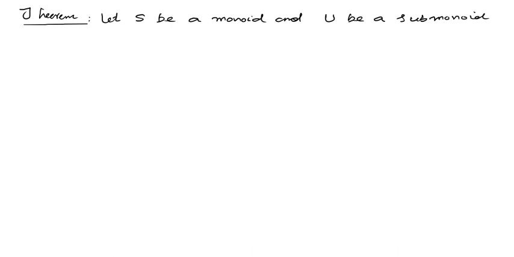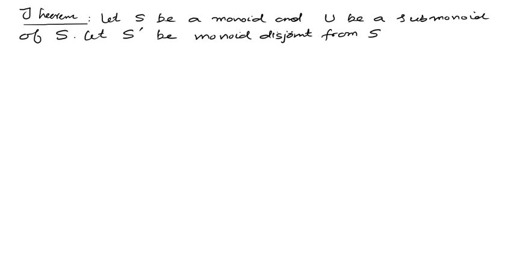Let S be a monoid and U be a submonoid of S. Let S prime be a monoid which is disjoint from S, and let alpha be an isomorphism from S to S prime.